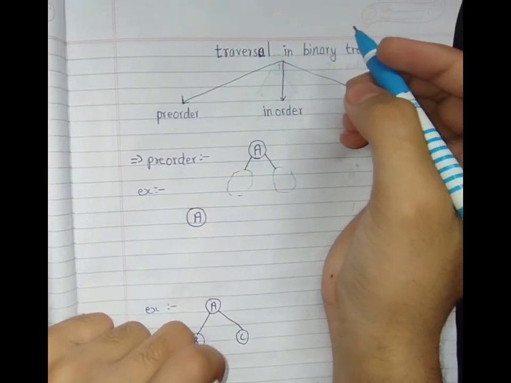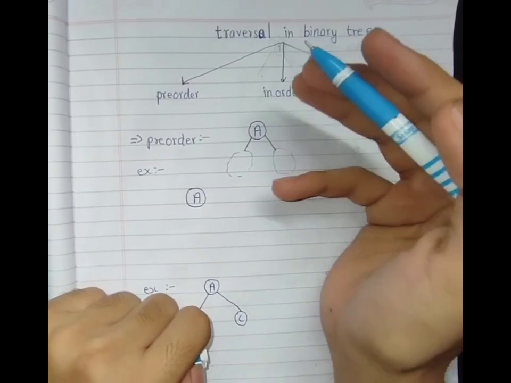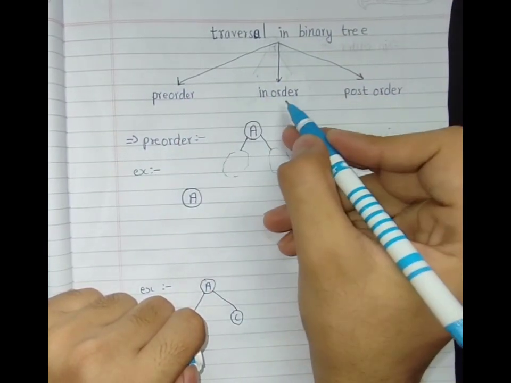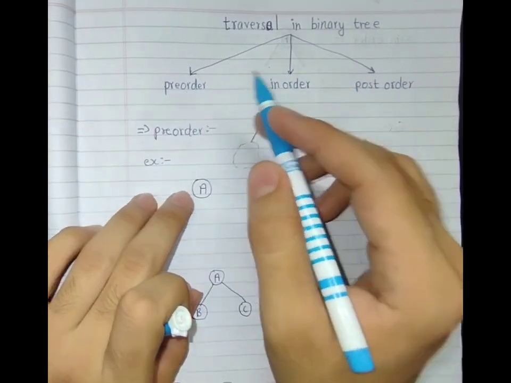Hello guys, today we are going to learn about the concept of traversal in binary trees. There are three types of traversal in a binary tree. First is preorder, second is inorder, third is postorder. First we will start with the preorder traversal.